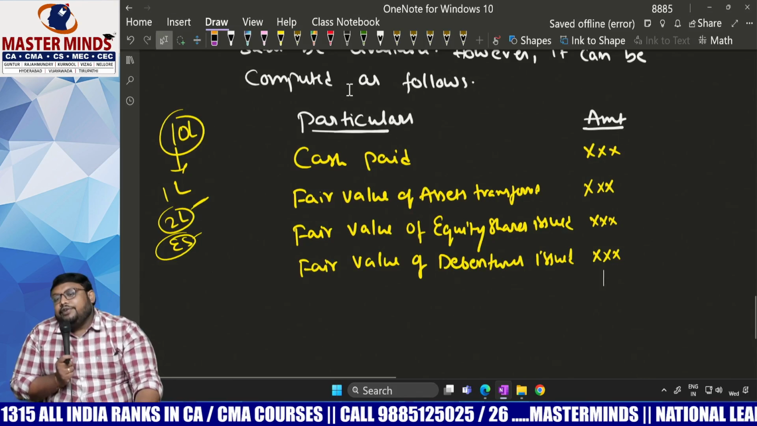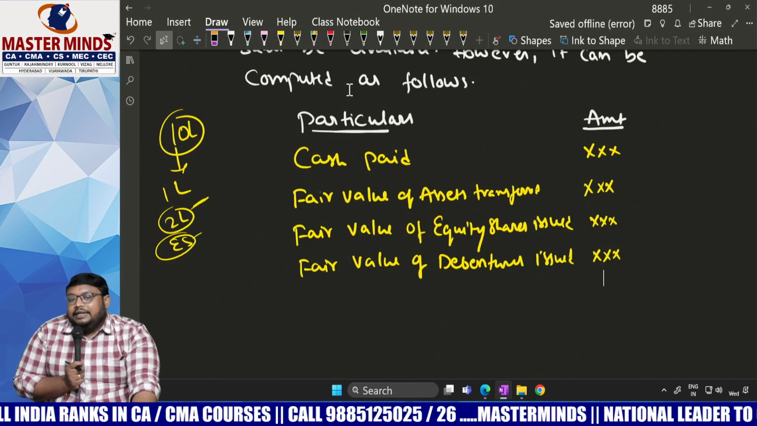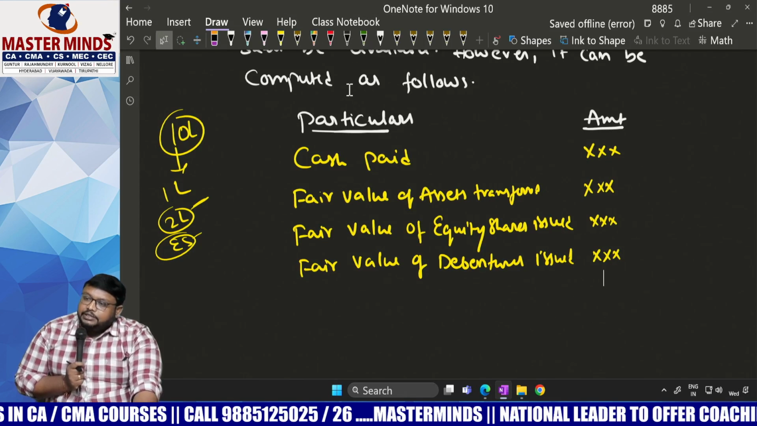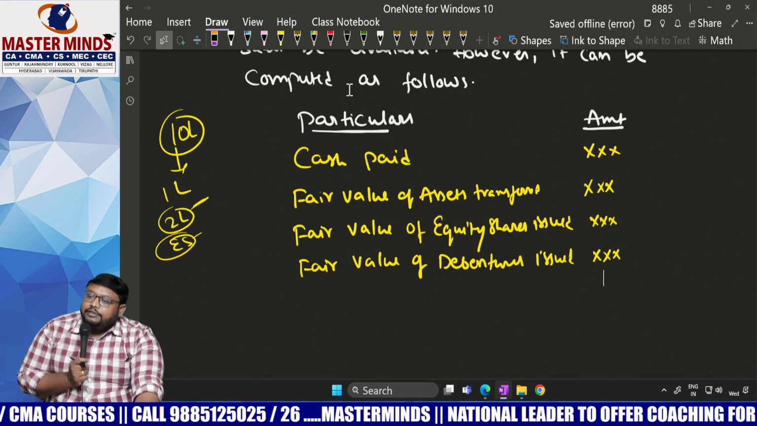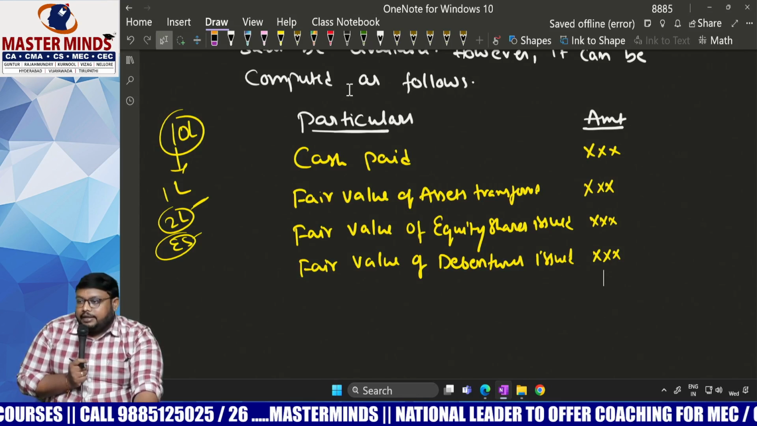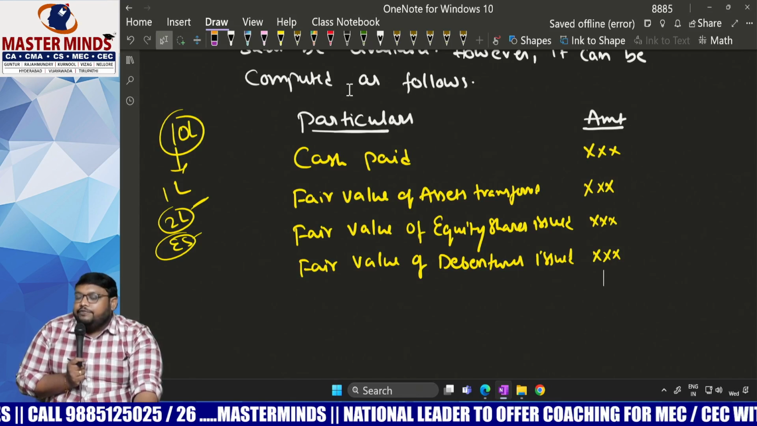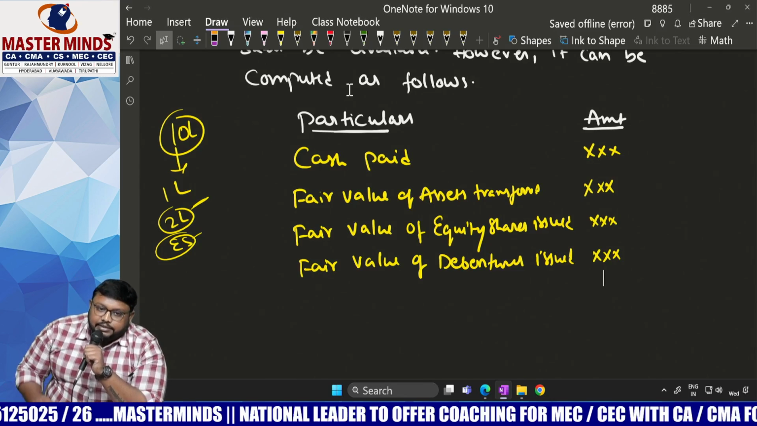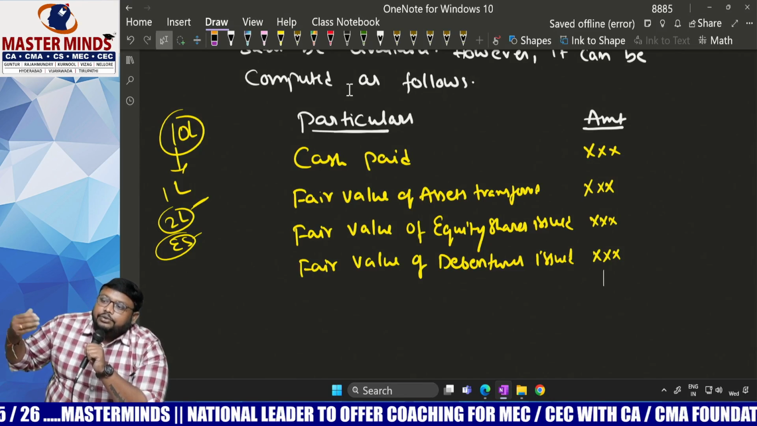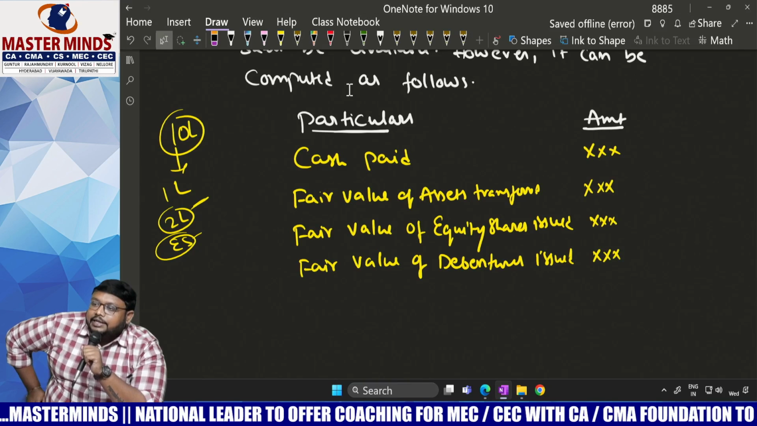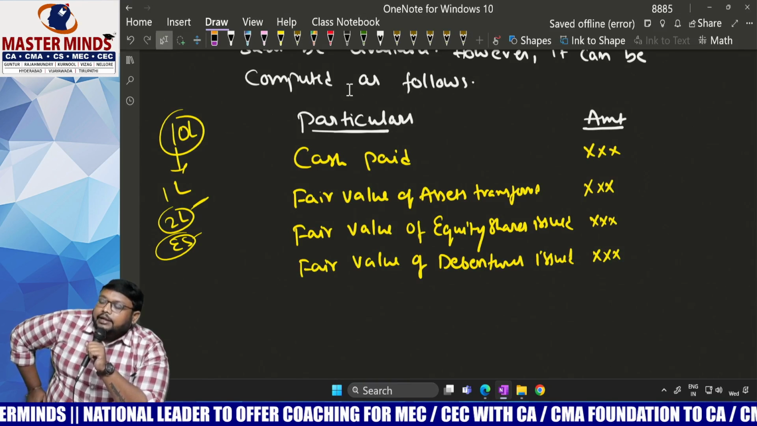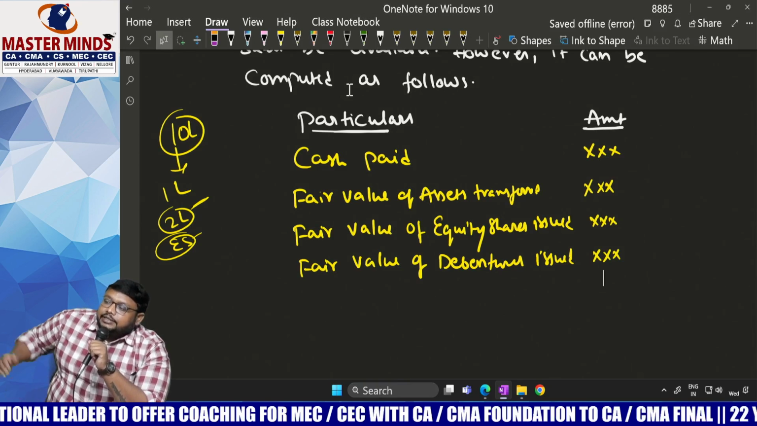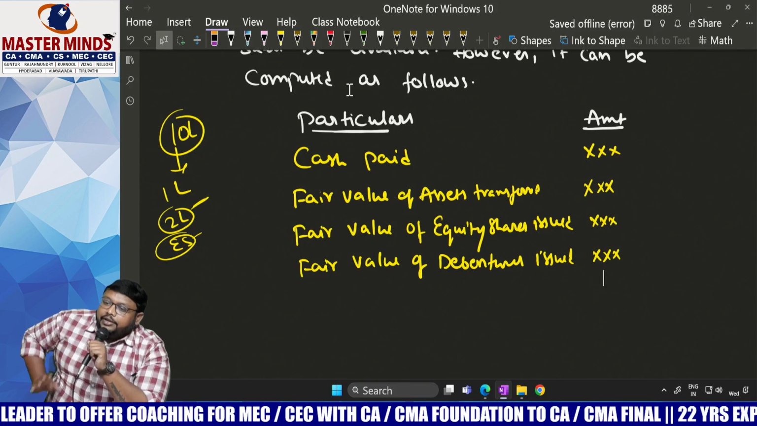Now, if any deferred consideration is there, deferred consideration means now we are not paying. We are saying that I will pay this much amount now, and after 5 years I will pay the remaining 10 lakhs or remaining 2 lakhs. So deferred consideration means we are not paying at present, but at some future time we are paying that amount. If any deferred consideration is there, we have to calculate it at present value and record it.